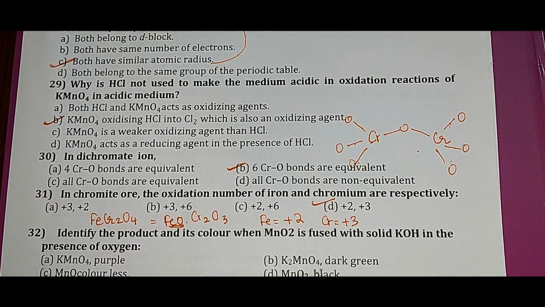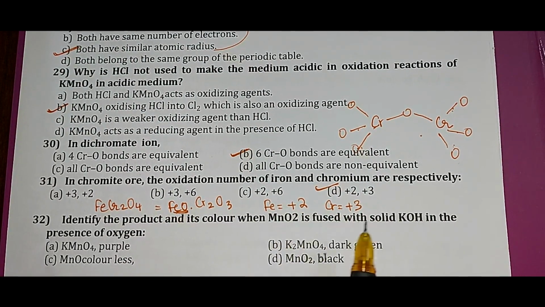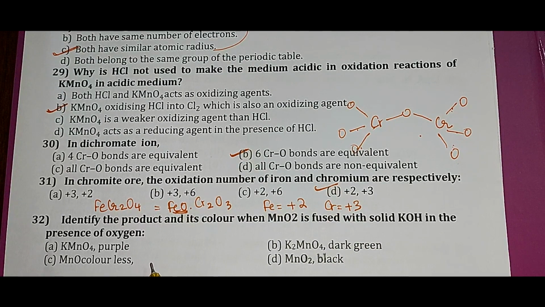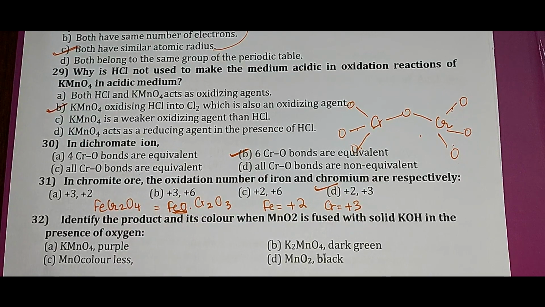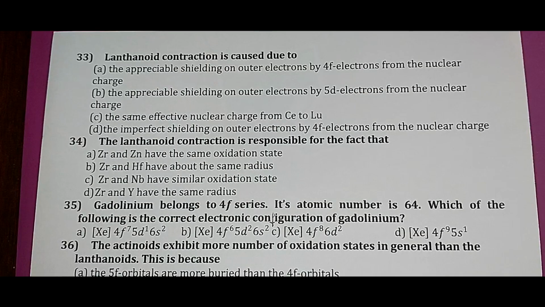Next, question number 32. Identify the product and its color when MnO2 is fused with solid KOH in the presence of oxygen. So in the preparation of potassium permanganate, whether it is by electrolytic oxidation or by the method using pyrolusite ore, in the first step we see that it forms potassium manganate, which is a dark green color substance with the formula K2MnO4, and the correct answer is option B, K2MnO4, which has a dark green color.